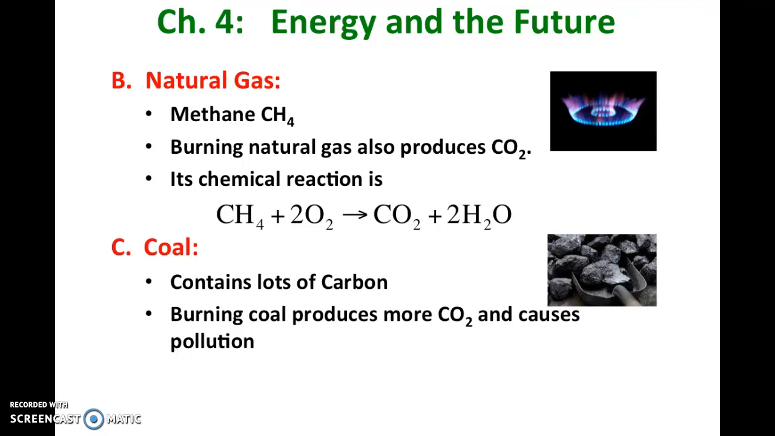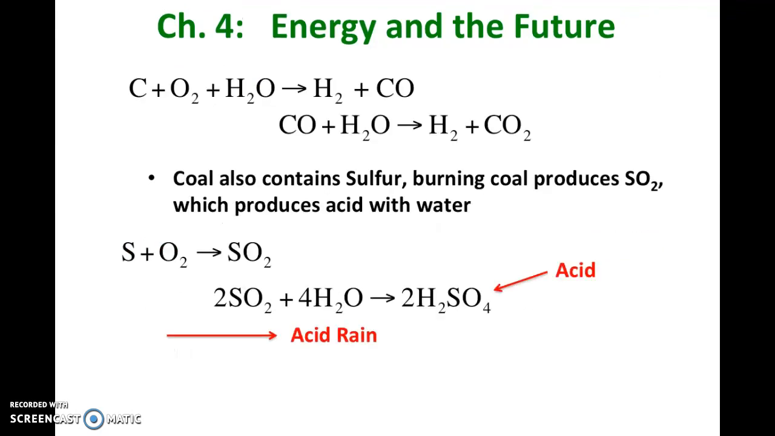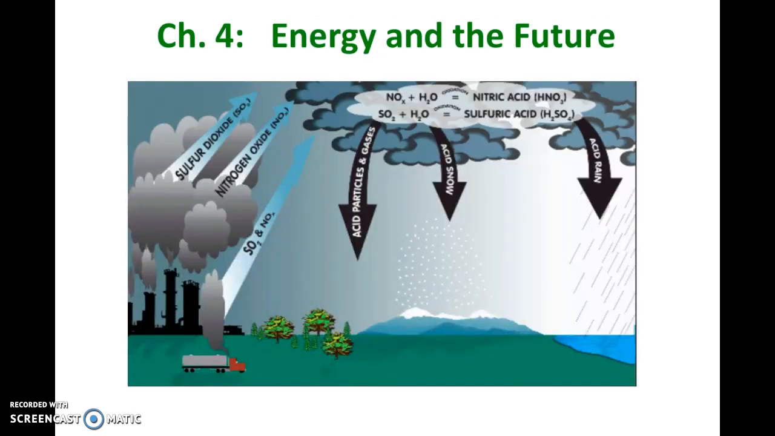Coal contains lots of carbon, and burning coal not only produces more carbon dioxide but also causes pollution. Since coal also contains sulfur, burning coal also produces sulfur dioxide, SO2, which, when it combines with water, produces acid and leads to acid rain that pollutes the air and the ground, including soil. Crops cannot grow in acid-polluted soils. This diagram shows how this happens.